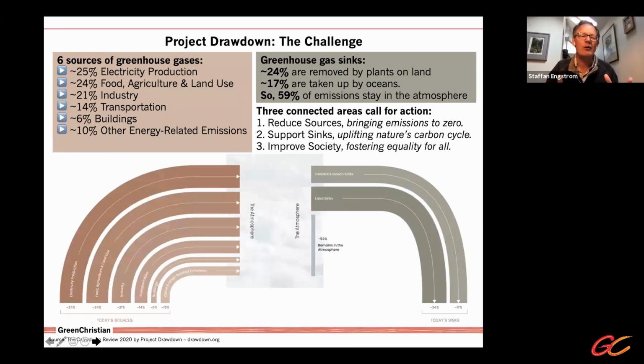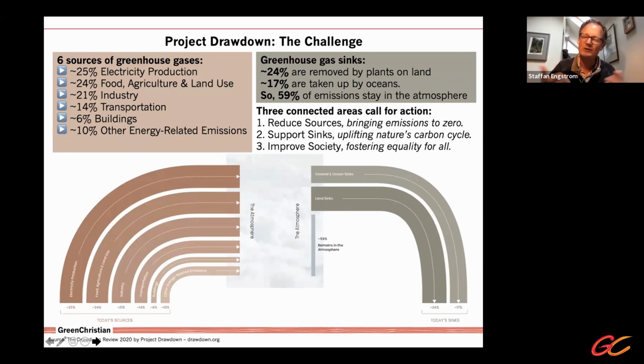Well, they say, look, there are 6 main sources of greenhouse gases on the left-hand side, and there are two main sinks. And what's happening at the moment is, if you add up all the sources, and you can see this in the chart, 25% electricity production, 24% food. And then you look at the sinks, plants on land and oceans, add all that together, reduce it together. Currently, there is 59% that remains in the atmosphere, and that is the problem.